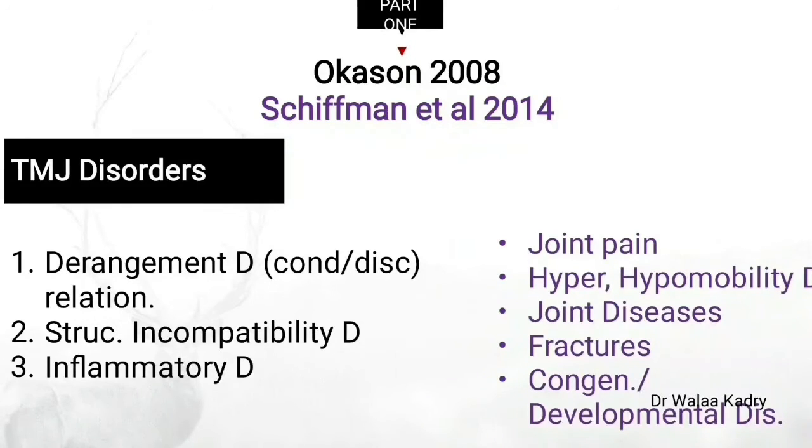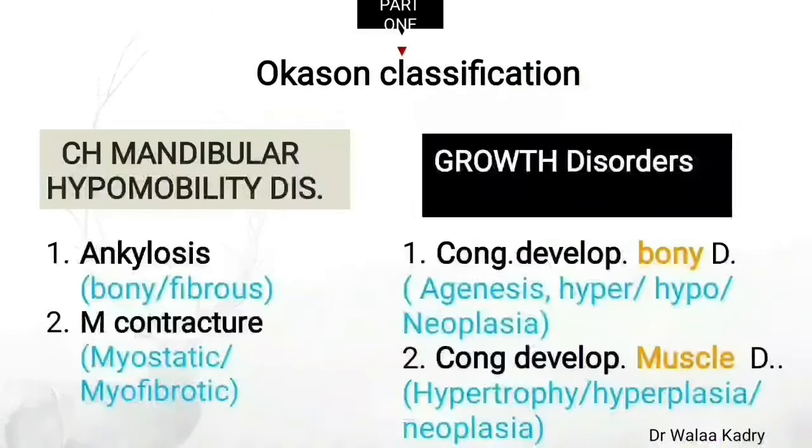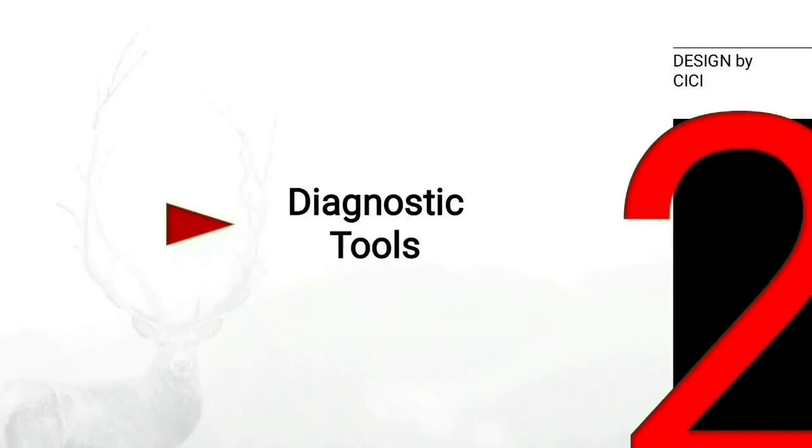Also, he added joint pain, hypomobility disorders, joint diseases, fractures, and congenital or developmental diseases to temporomandibular disorders. Chronic mandibular hypomobility disorders include bony and fibrous ankylosis, myostatic and myofibrotic muscle contracture. Also, growth disorders include congenital developmental bony disorders such as agenesis, hyperplasia, hypoplasia, or neoplasia. Congenital developmental muscle disorders include hypertrophy, hypoplasia, and neoplasia.